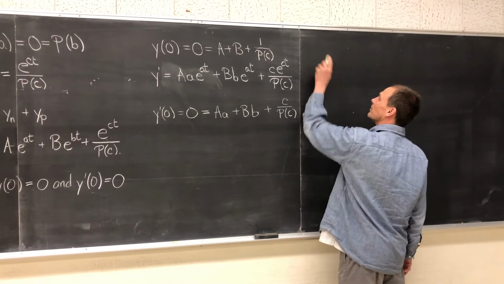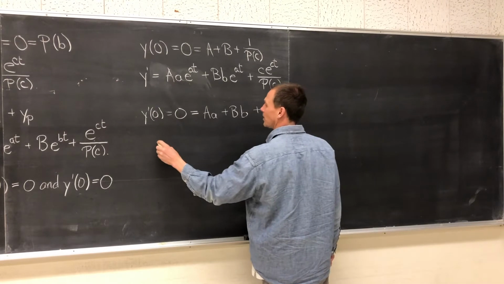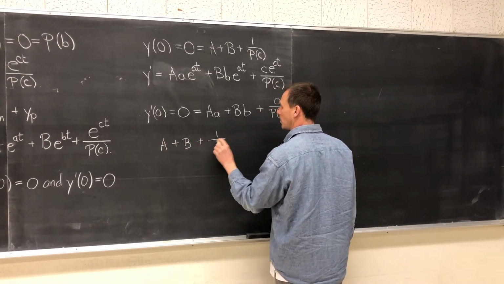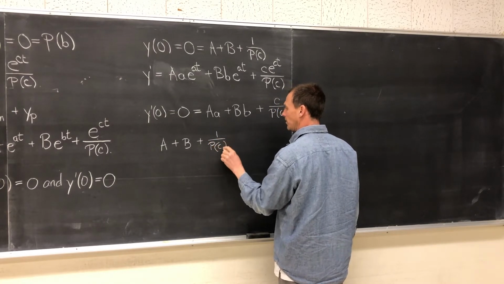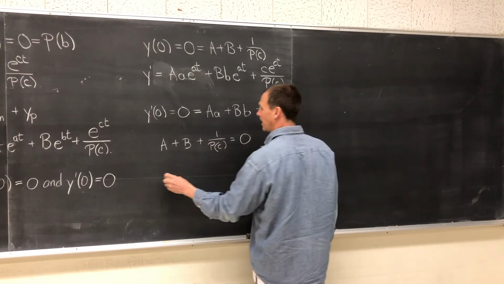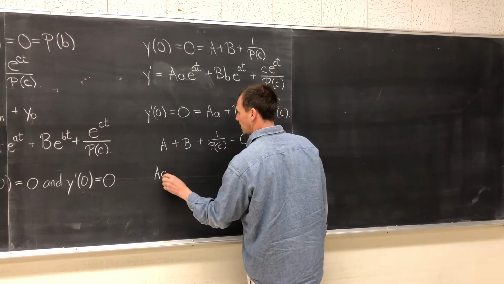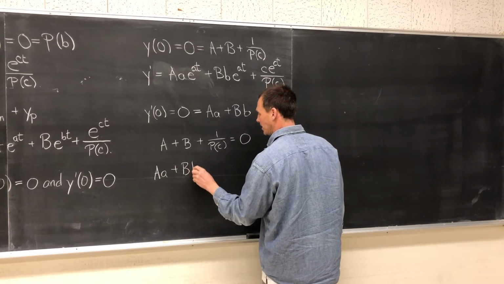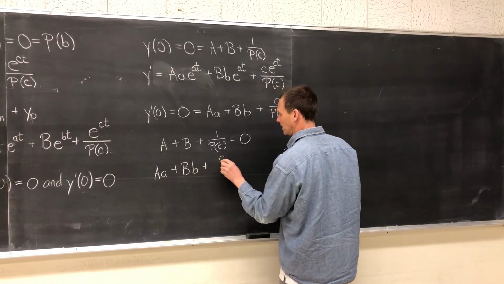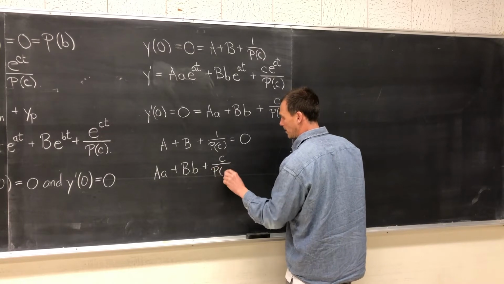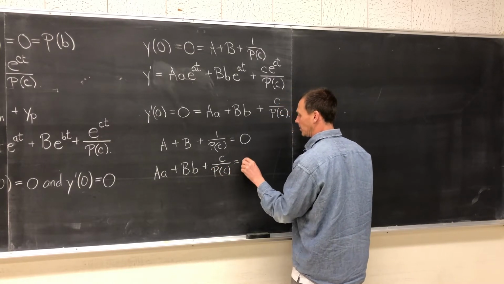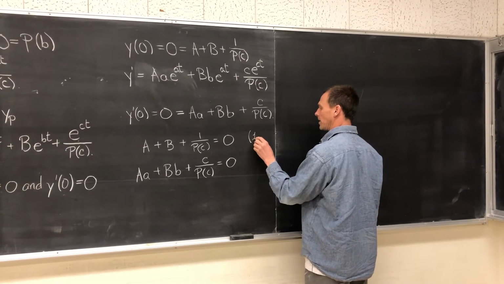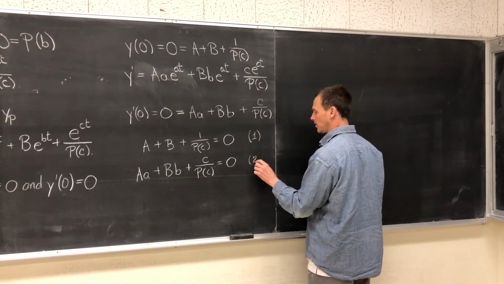Oh, look at this, we have a system of equations. Our system of equations are A plus B plus 1 over p of c equals 0, and lowercase a A plus lowercase b B plus c over p of c equals 0. Just to keep track, we'll call that equation 1, and let's call this equation 2.